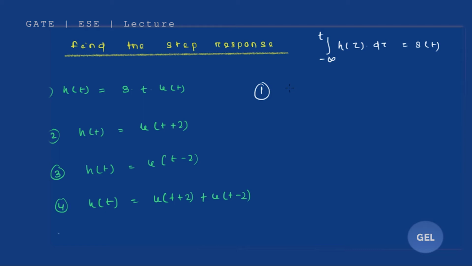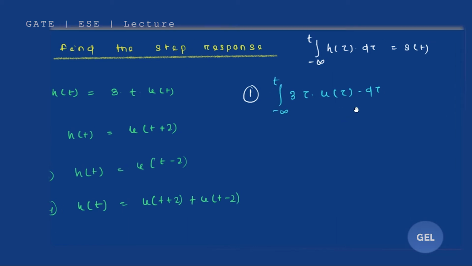So if you do this, let's do first number one, first question. Let's solve this. So 3 tau u of tau, h of tau is here, no? d tau from minus infinity to t. Now I need to remove this u of tau. U of tau remove हो जाएगा, तो u of tau that means ये 1 कब होगा? जब इंटरवल होगा 0 से t तक. Clear?